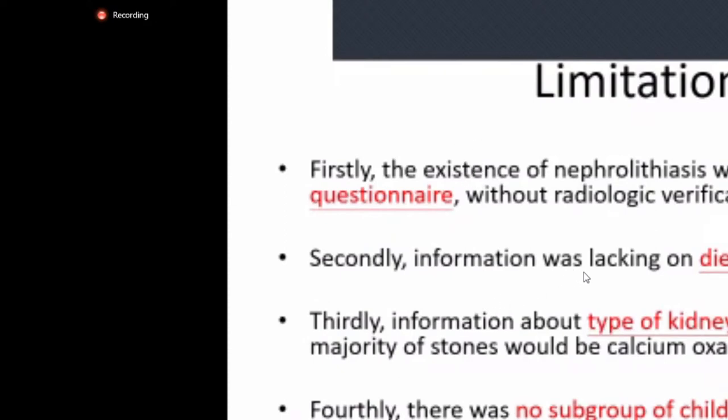And we lack information on dietary data, type of kidney stone, and we don't have the toxic chemicals in participants' blood draw or urine. And we don't have the subgroup of children or pregnant women.